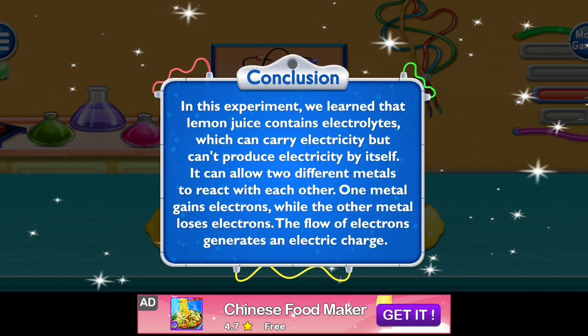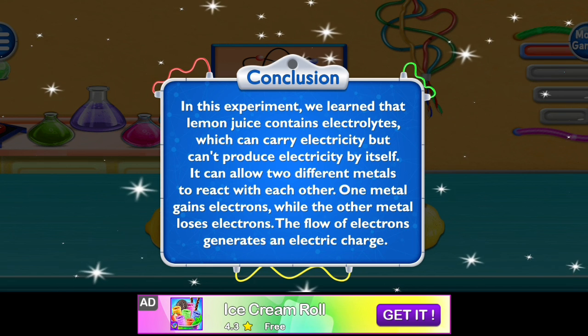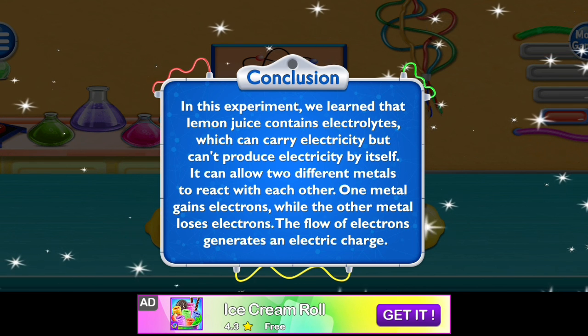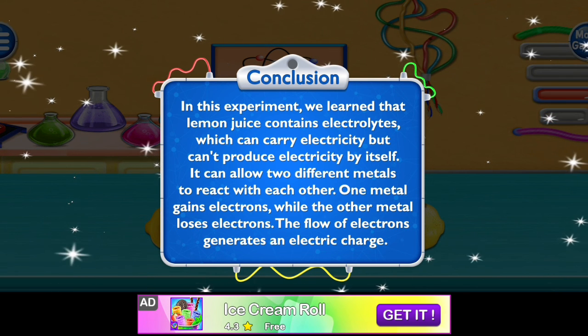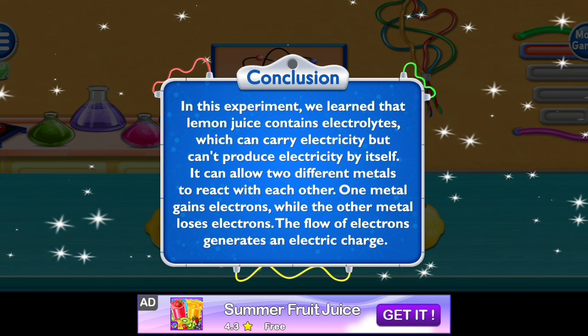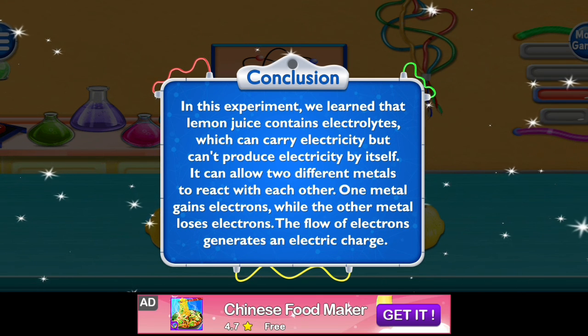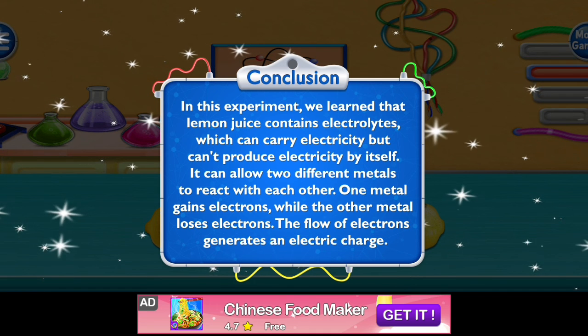In this experiment, we learned that lemon juice contains electrolytes, which can carry electricity but can't produce electricity by itself. It can allow two different metals to react with each other. One metal gains electrons, while the other metal loses electrons. The flow of electrons generates an electric charge.